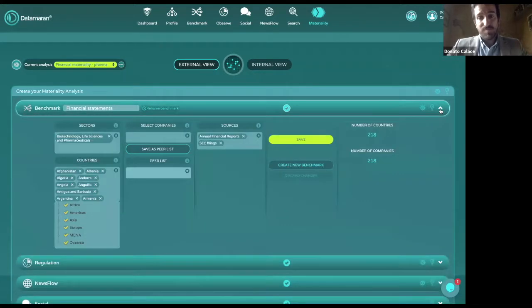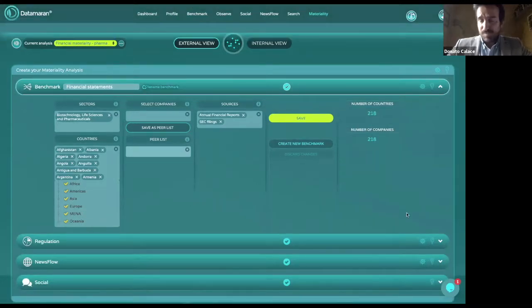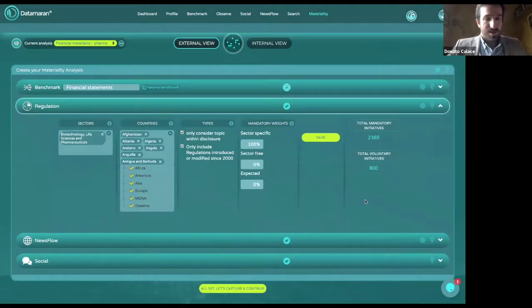So for this reason, for example, what I'm looking at to derive evidence of financial materiality is the analysis of all the reports published by companies operating in the biotechnology and pharma sector across the globe. All the information that they publish in their annual financial reports and SEC filings. As you can see, my sample group includes 218 companies. Plus, another source that is of interest in this scenario is, of course, regulation. And in this case, I'm focusing only on regulations that is sector specific and with disclosure requirements.